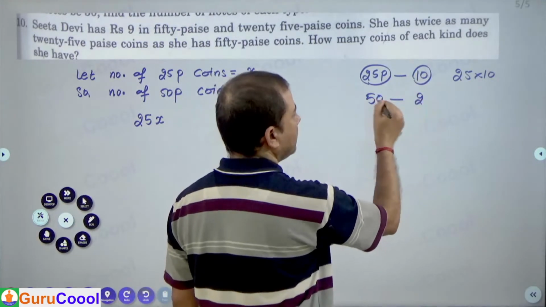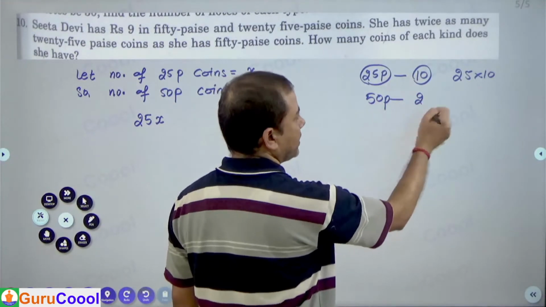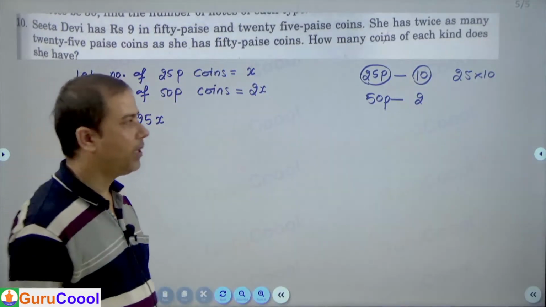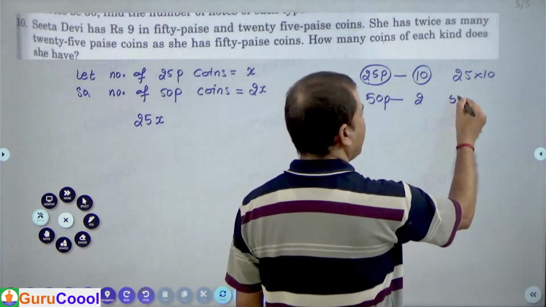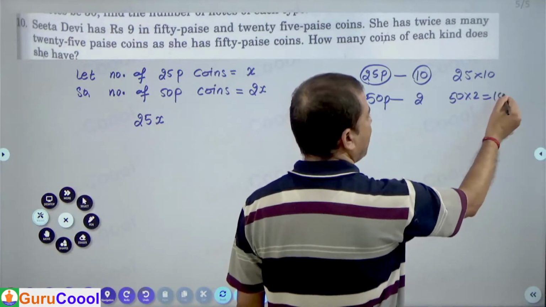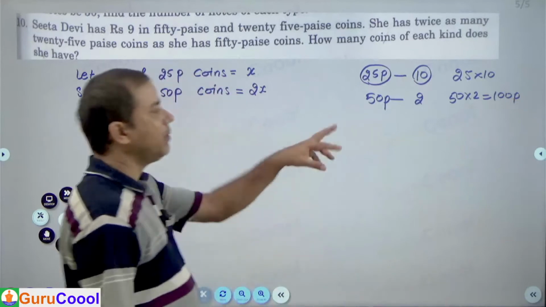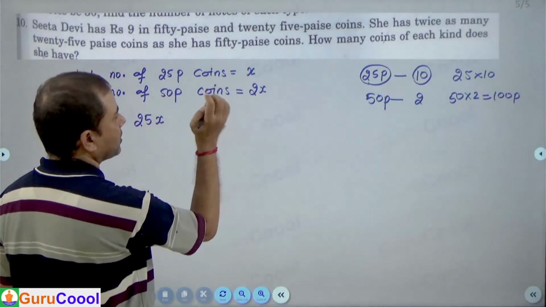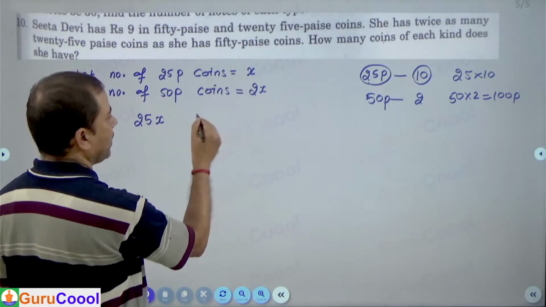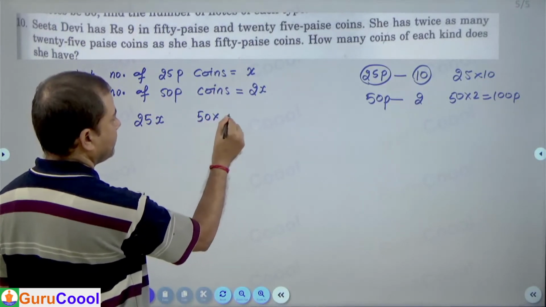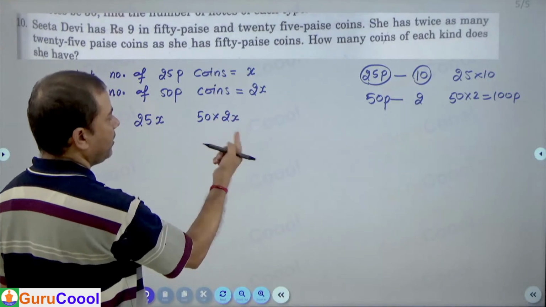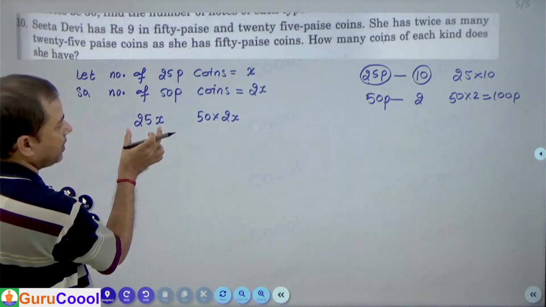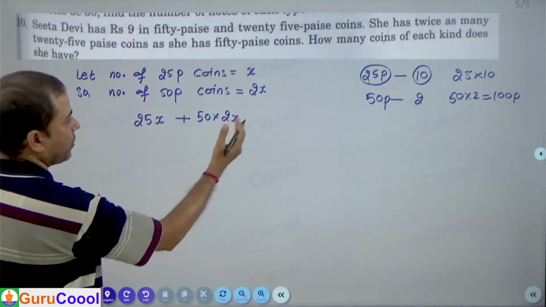Similarly, if you have 50 paise coins, 2 coins, how much money will they make? Sir, 100 paise. 50 into 2 means 100 paise. So you multiply for the total money. Here also 50 paise, 2x coins, multiply 50 into 2x. So total money for 50 paise and total money for 25 paise, add them for the whole money.